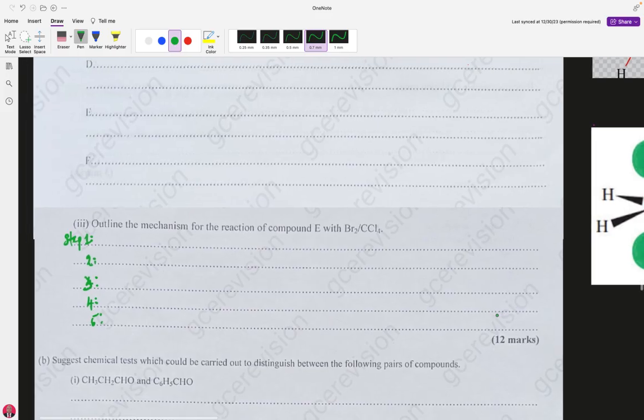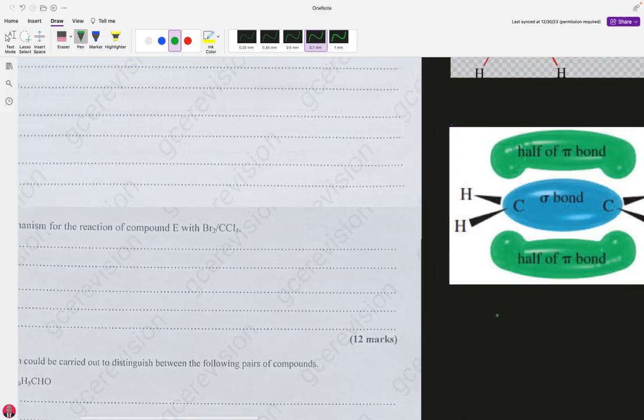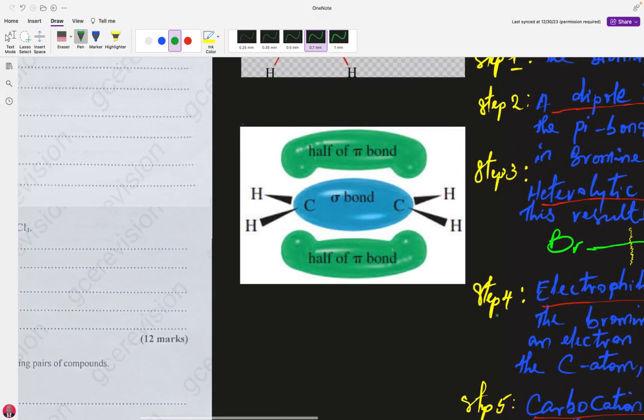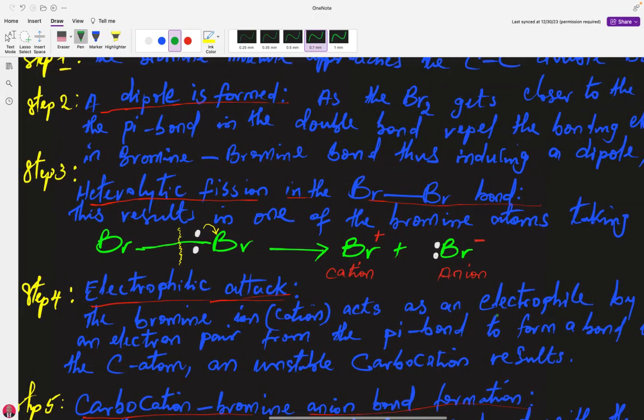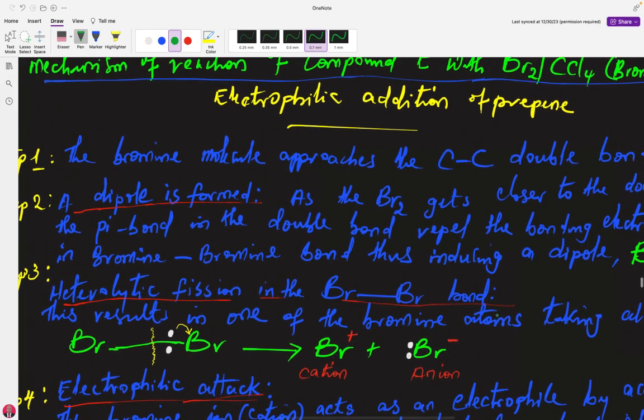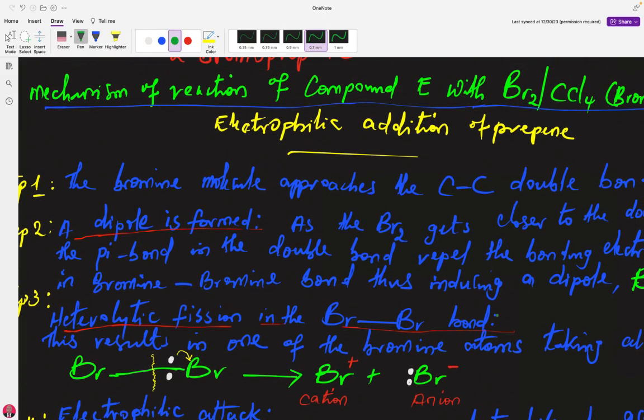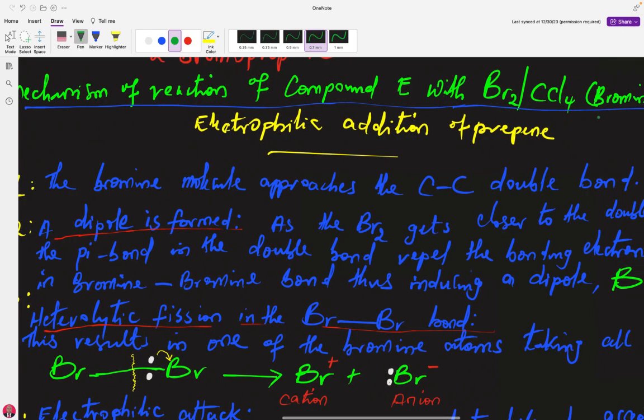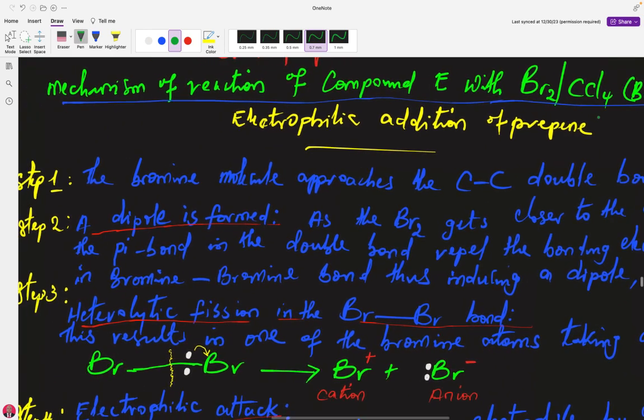Okay, I have a sample here for you. Outline the mechanism of the reaction. Let me show you. For the purpose of revision, that's why I have written this. But what you need to do is step number 1. It is electrophilic addition of propene. Mechanism for the reaction of the compound E with bromine in tetrachloromethane. That is the mechanism.